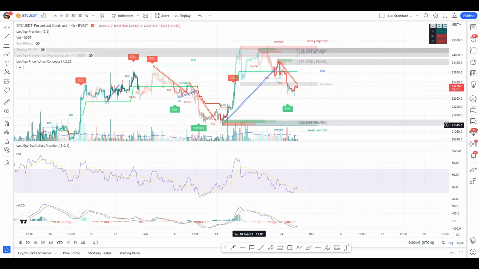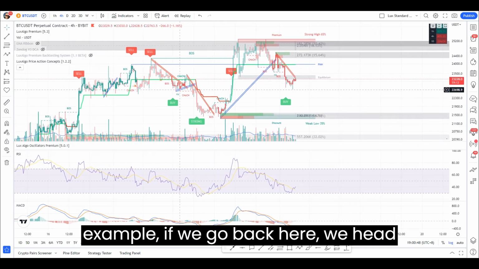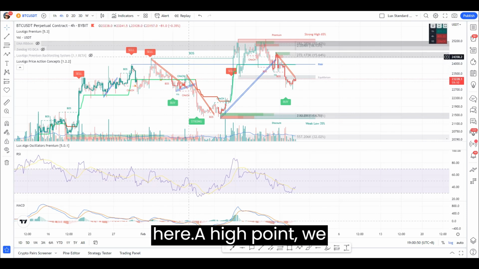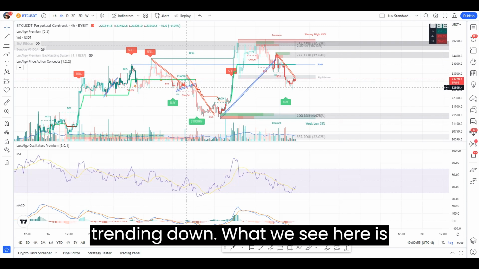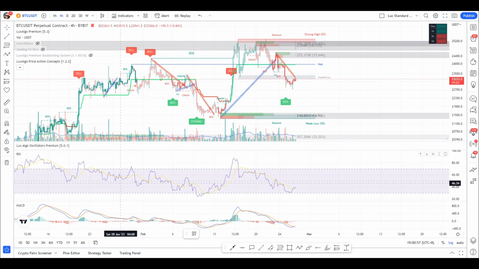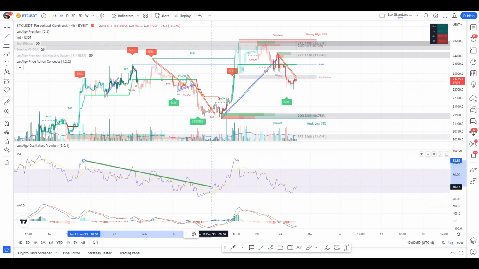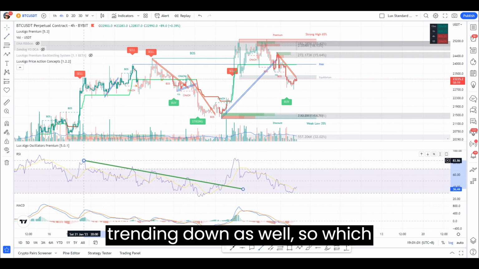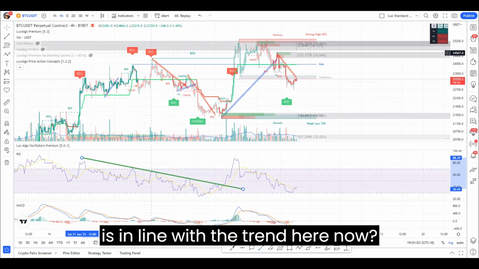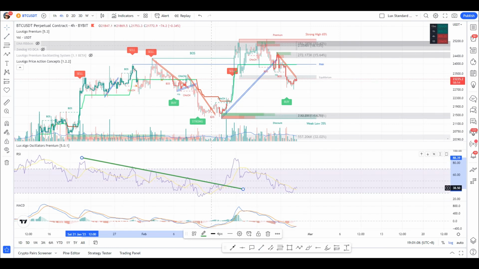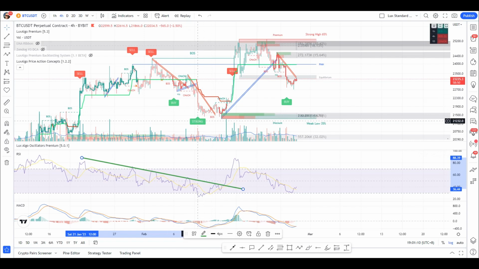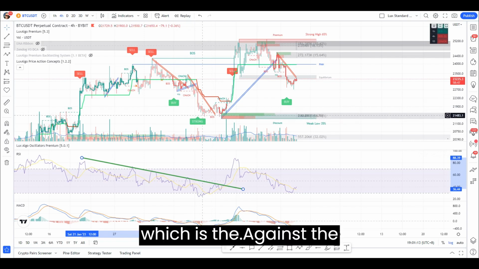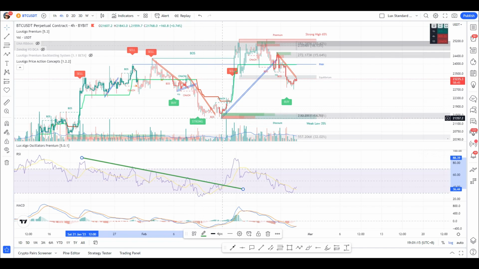And that's pretty much 90% of the setups you're going to have when you start trading. Now, how are we going to trade with these toolboxes? For example, if we go back here, we had a high point. We said there was a sell signal. Market was trending down. What we see here is the RSI, at the same point trending down as well, which is in line with the trend. Now, what we got here at the bottom, we got a strong buy signal, which is against the trend.